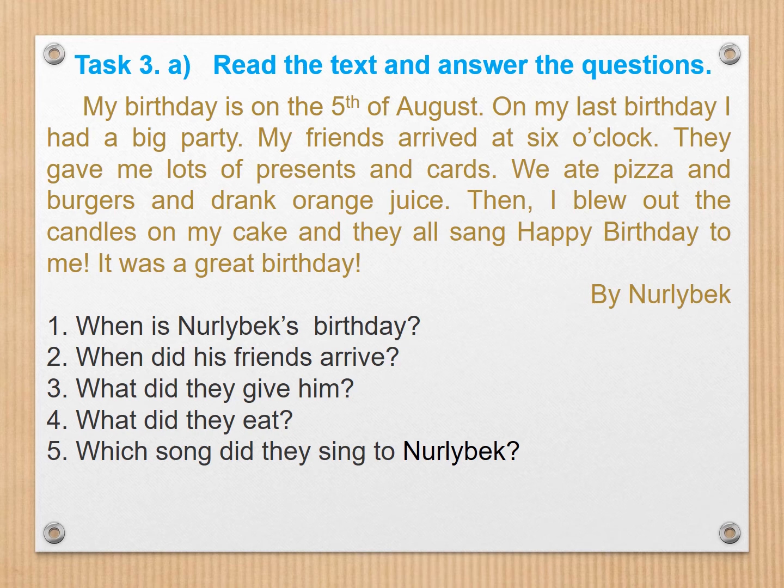My birthday is on the 5th of August. On my last birthday, I had a big party. My friends arrived at 6 o'clock. They gave me lots of presents and cards. We ate pizza and burgers and drank orange juice. Then I blew out the candles on my cake, and they all sang Happy Birthday to me. It was a great birthday. By Nurlibek.